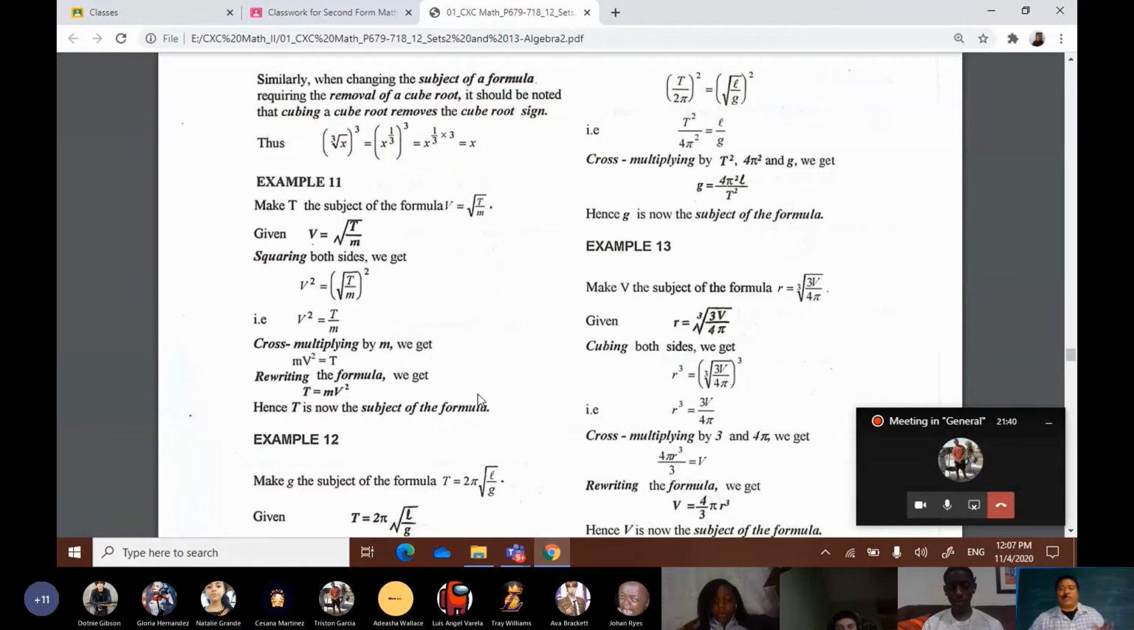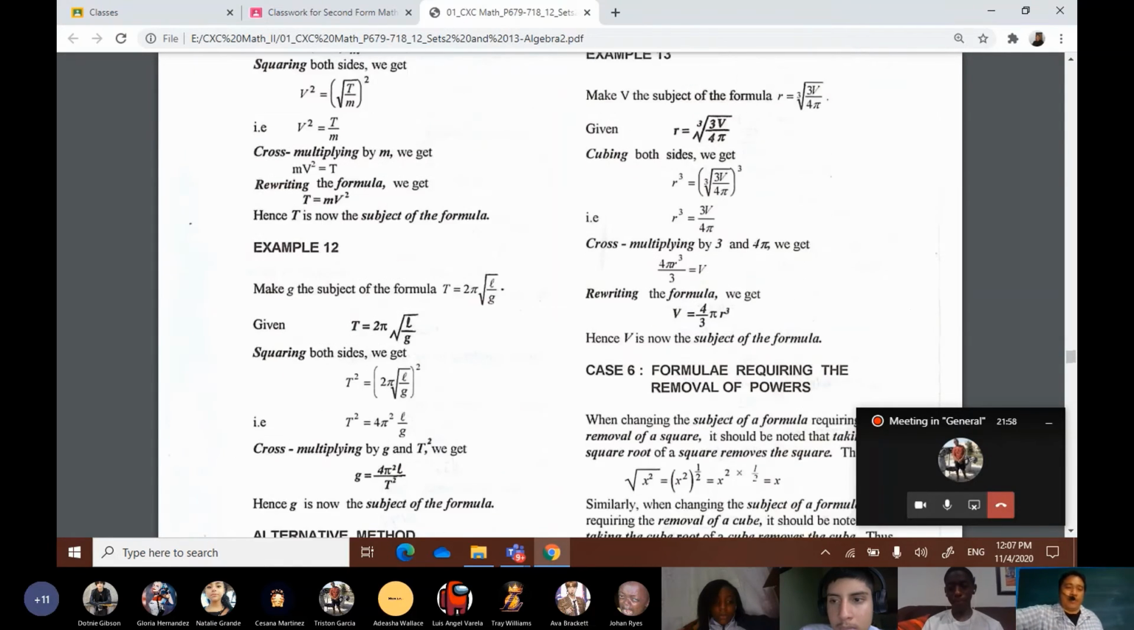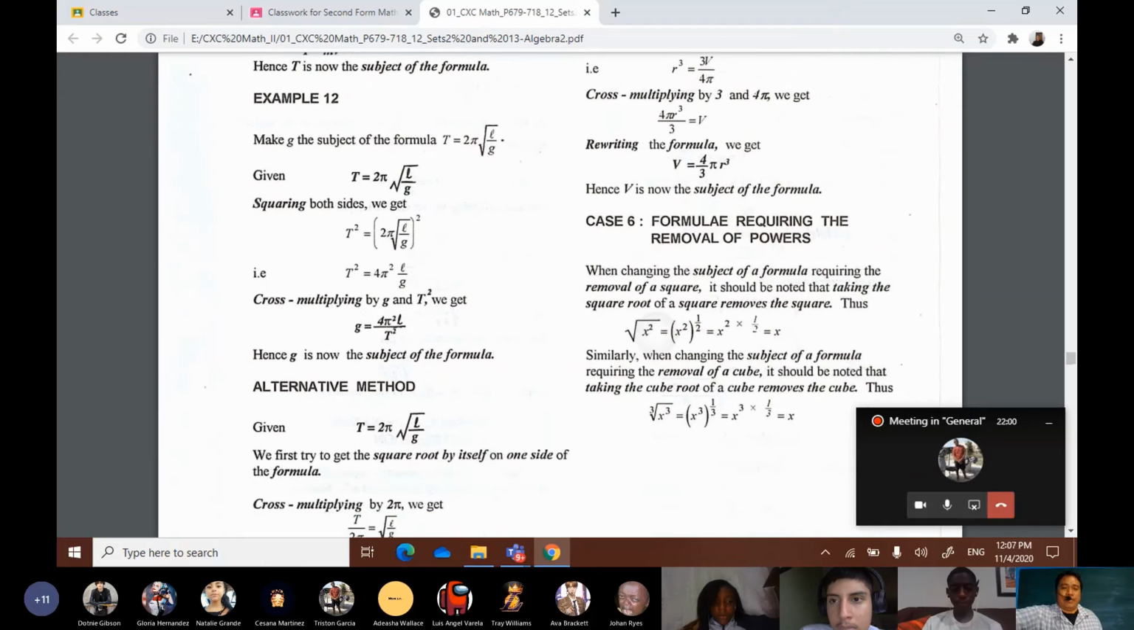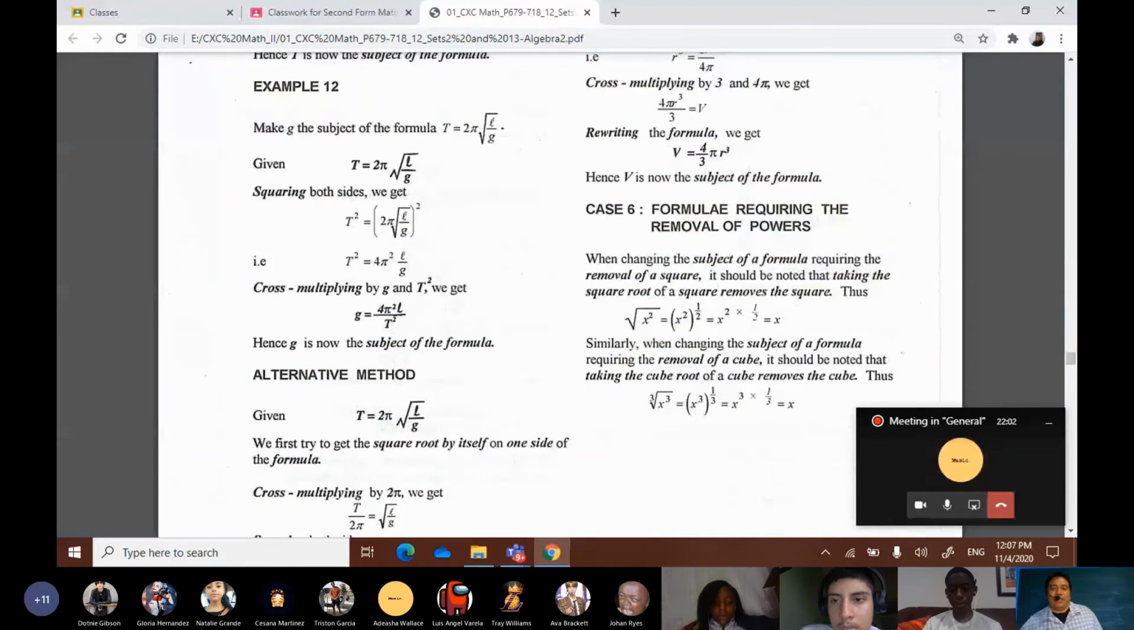Any questions with number 11? I know that one was not a piece of cake. Or do we look at another example? I know you're hungry, guys, but we need to continue. Let's look at one more example of case 5 and then we move to case 6.